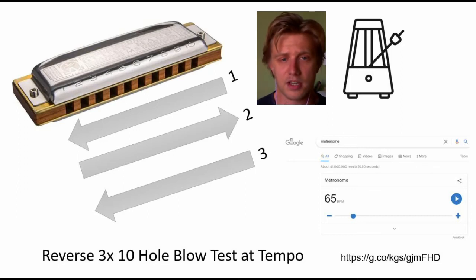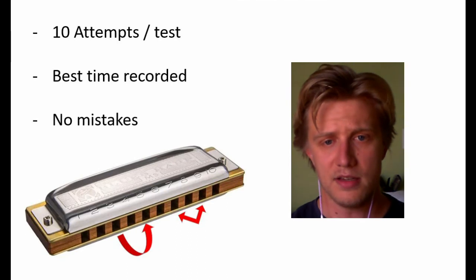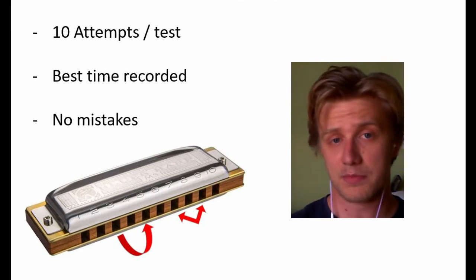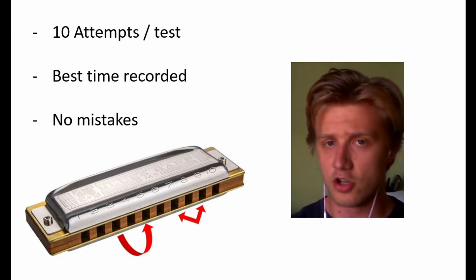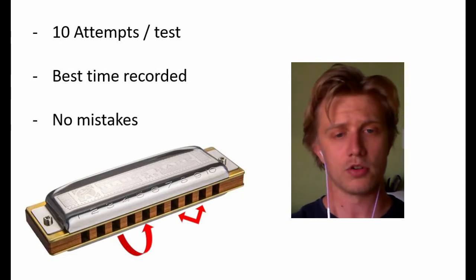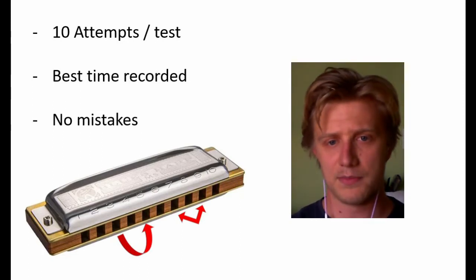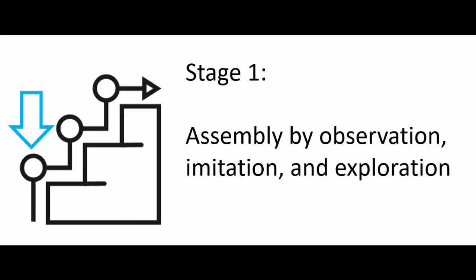This is to test if intrinsic dynamics are stable enough to accommodate new task constraints, keeping time, and starting on high notes. 10 attempts are allowed per test. If any mistakes are made, then the attempt is a failure. If after 10 attempts, no successful attempts are achieved, no time is recorded. If multiple successful attempts are achieved, the best time is recorded.